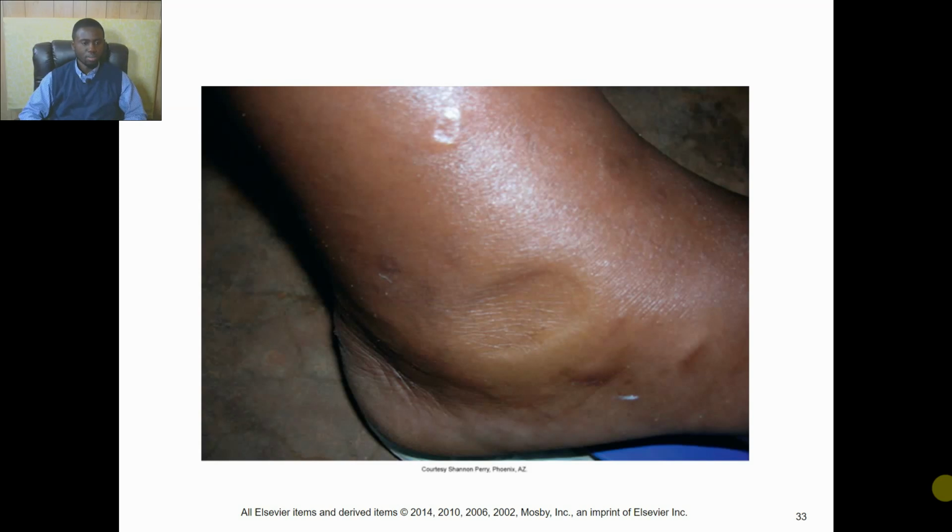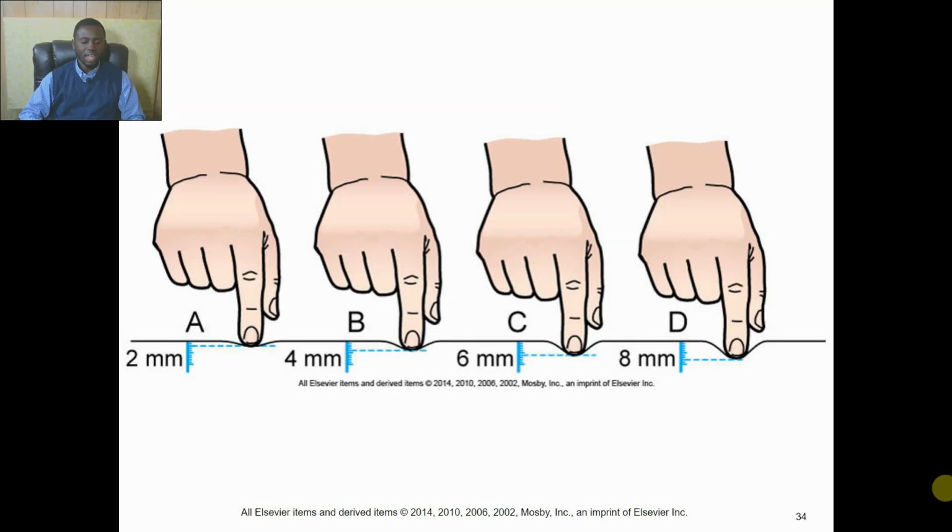So this is an example of pitting edema, and pitting edema can be classified as either +1, 2, 3, depending on the severity. So this is just an example of how you can test for pitting edema. So A will probably be a +1, B will be a +2, C will be a +3, and D will be greater than +3.